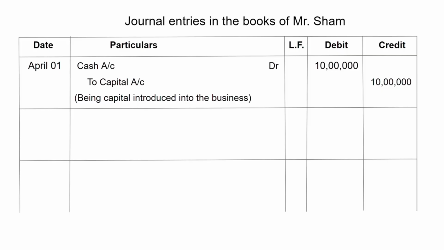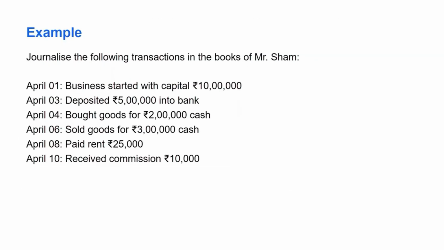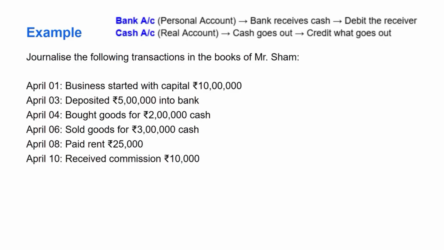So we record it as journal entries in the books of Mr. Shyam. That is date, particulars, ledger folio, debit and credit. And on 1st April, cash account debit 10 lakh to capital account 10 lakh. And the narration is being capital introduced into the business. Next on April 3rd, deposited 5 lakh rupees into bank. Here the two accounts are bank account and cash account. Bank account, it is a personal account and bank receives cash, so debit the receiver. And cash is a real account, cash goes out, so credit what goes out.